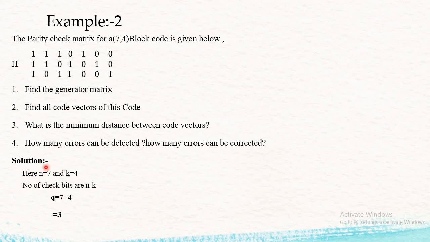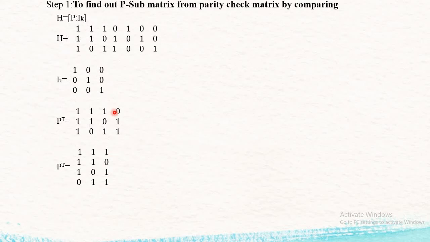So what is the n? N is equal to 7, k is equal to 4. We are putting that value in for finding the number of check bits. So the check bits come out to be 3. The second step is to find the P submatrix from the parity check matrix by comparing the equation.